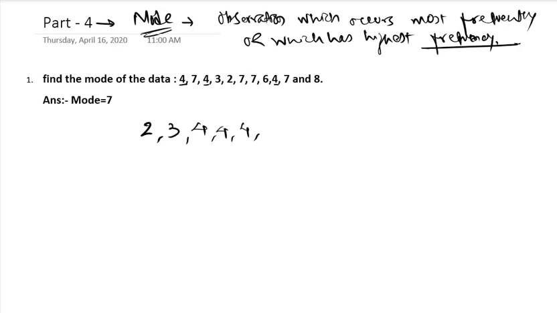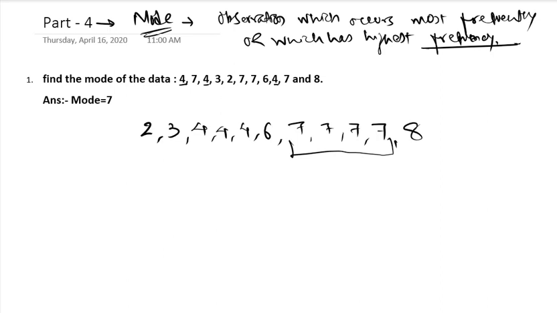After 4, there is 6. After 6, 7. How many times 7 comes? 1, 2, 3, and 4. And then there is 8. So after arranging the data in ascending order, we can easily see that 7 occurs the most number of times. Right? 7 occurs 4 times. That is the highest number of time any observation occurs in this particular data.